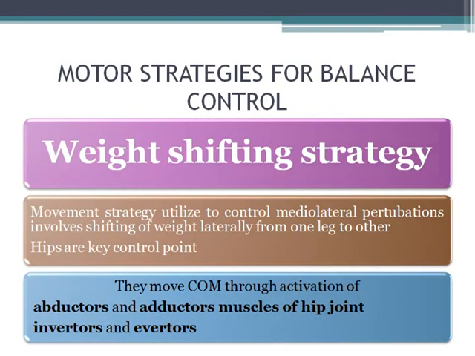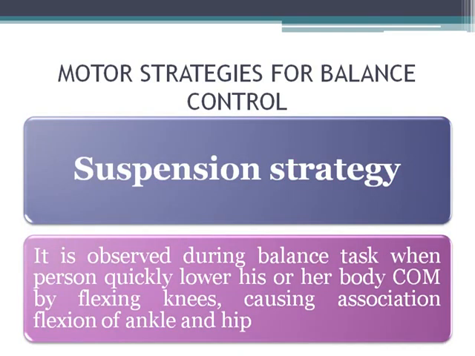Now second one is the weight shifting strategy. Weight shifting strategy is mainly used in the lateral plane. So the movement strategy utilized to control mediolateral perturbations involves the shifting of weight laterally from one leg to the other. Key point of control is the hip joint. They move the center of mass through activation of side-to-side muscles like abductors and adductor muscles of the hip joint and inverters and everters muscles.